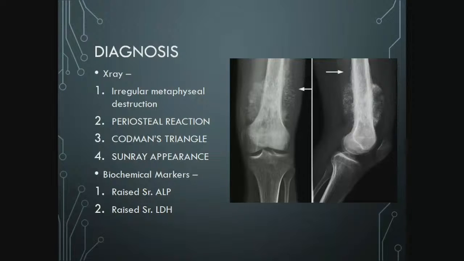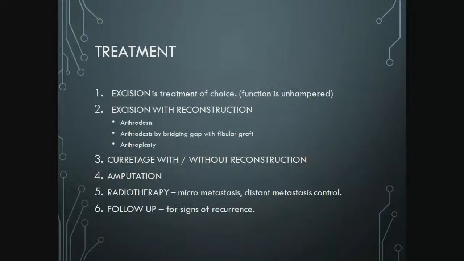Certain biochemical markers that we check in case of an osteosarcoma are the serum alkaline phosphatase, which is going to be raised, and the serum lactate dehydrogenase enzymes, which are going to be raised. So this is a malignant tumor. So what is the treatment of choice? Excision is the treatment of choice.